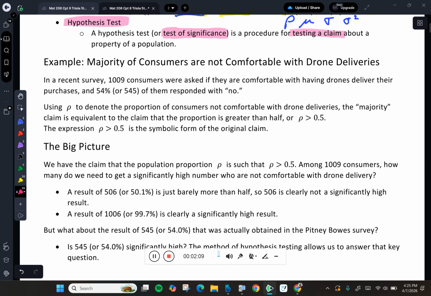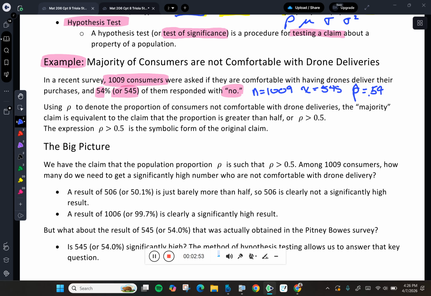All right, so let's take a look at what's going on here. We'll take a look at an example. We have a recent study, and in that survey, 1,009 consumers were asked if they were comfortable having drones deliver their purchases. Now, of those people, about 545, or 54% just about, said no, we're not comfortable with this. Now, that value we just found represents a sample proportion. So we have an n of 1,009 because we talked to 1,009 people. We have an x of 545, and we have a p hat of about 54%, or as a decimal, 0.54.